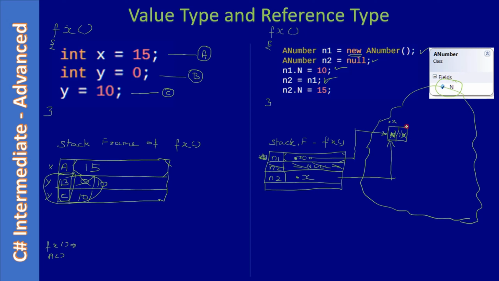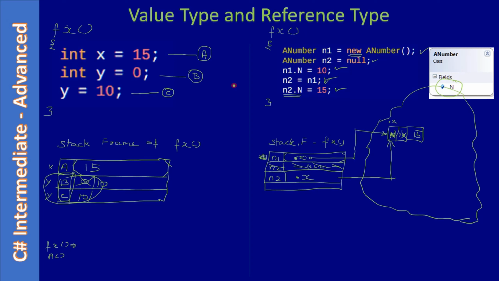So 10 gets cancelled, and here we have 15. So here if you see, we used n2 dot n equal to 15. Now if you print n1 dot n, it will still show 15. It won't show 10. Why? Because both are pointing to the same location. So this is the difference you have to note here.